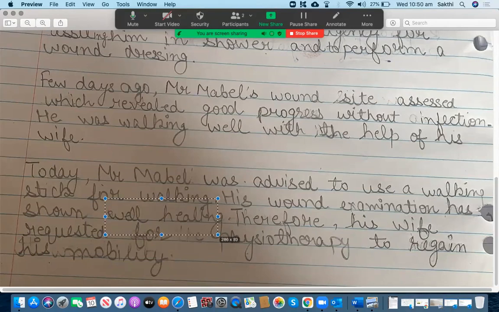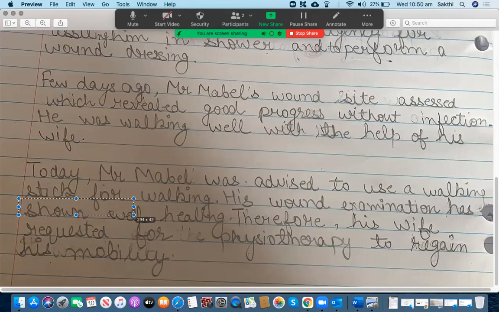Okay. Well healing. You don't need to use shown well healing. I mean, you have already mentioned the same thing here, isn't it? Wound revealed good progress without infection. Then why are you writing down the same again? Firstly, I mentioned the infection. In this, I mentioned the healing. Okay. All right. His wound examination has shown well healing. Okay. All right. That's fine.